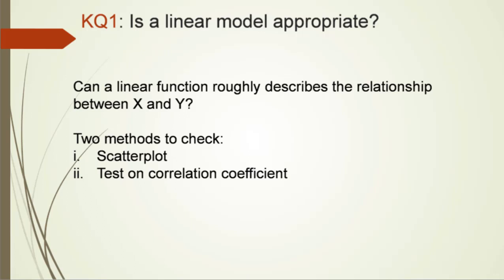When we try to use a simple linear regression to relate an independent variable with a dependent variable, the very first question we want to ask ourselves is whether a linear model is appropriate here. This is the first key question out of the 5 key questions. There are 2 methods to check whether a linear function is suitable to describe the relationship between x and y. The first one is a scatter plot, and the second one is to perform a hypothesis test on the correlation coefficient.